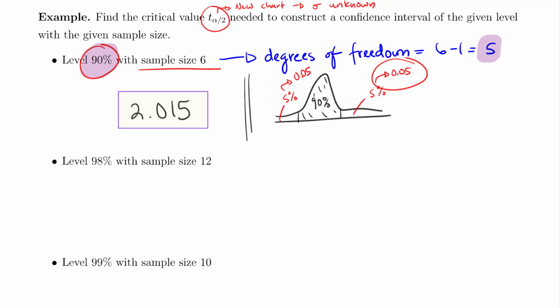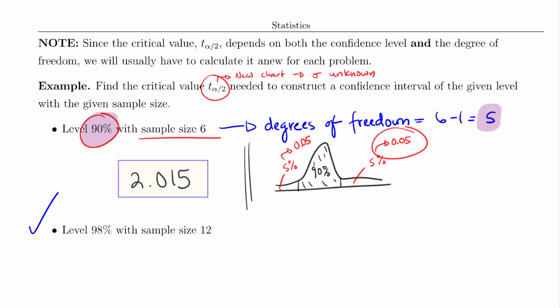So next, let's calculate this one together, and then I'll ask you all to pause and attempt the final one on your own. But we'll go through this together one more time. So a 98% confidence level with a sample size of 12. Now, before we go to the chart, I can't use 12. I've got to find my new degrees of freedom.